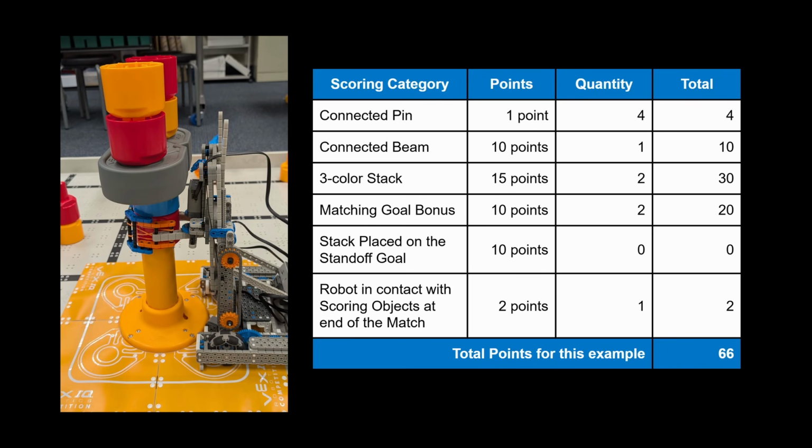In this example, the robot is touching just the bottom pins. So what do you think? Well, this is worth 66 points. Because the robot is touching the bottom pins, it invalidates that two-pin stack that the gray beam is resting on. But the beam and the other pins above are still stacks. So you get 4 points there, plus the connected beam, plus both stacks are 3-color stacks. And because they are connected to the beam, they both get the matching goal bonus.